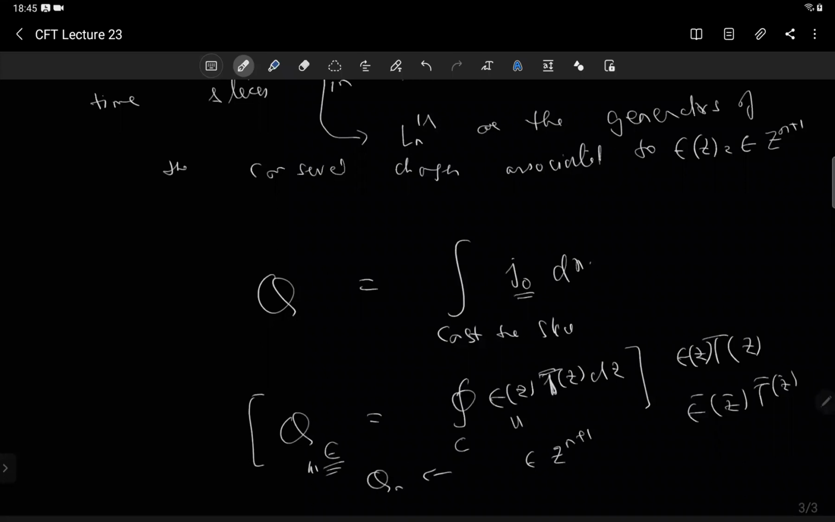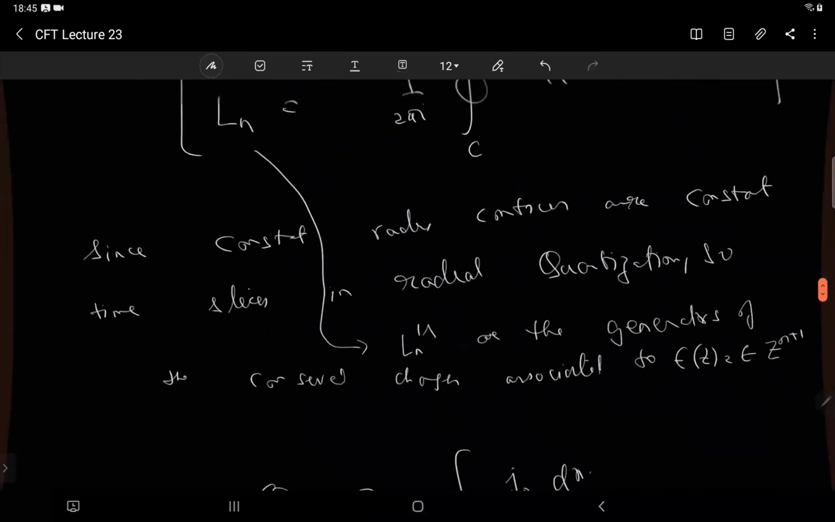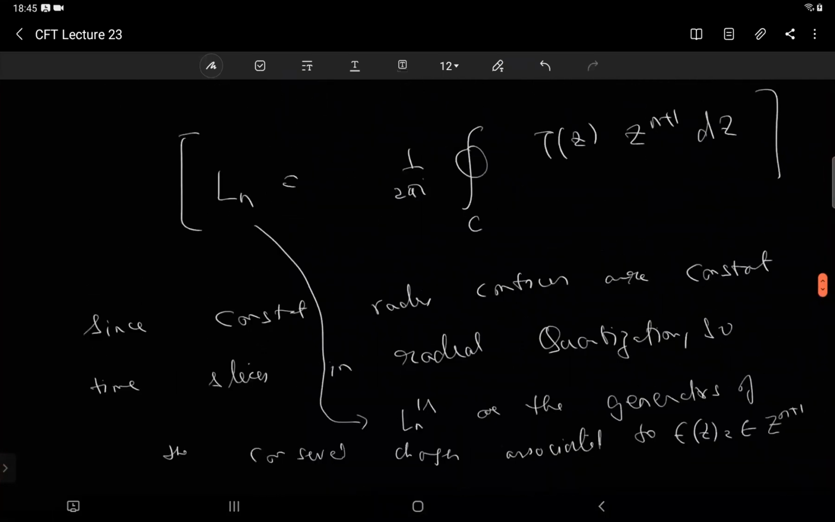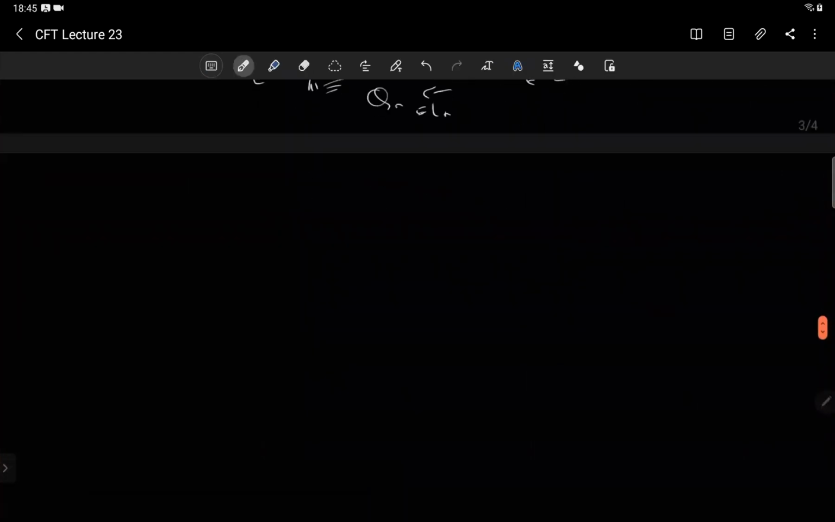And that is what we call Ln. So these Ln's are the generators of conserved charges corresponding to the conformal transformation. So therefore these Ln's are the equivalents of the small ln's. These are the generators of space-time translation, space-time conformal transformations.